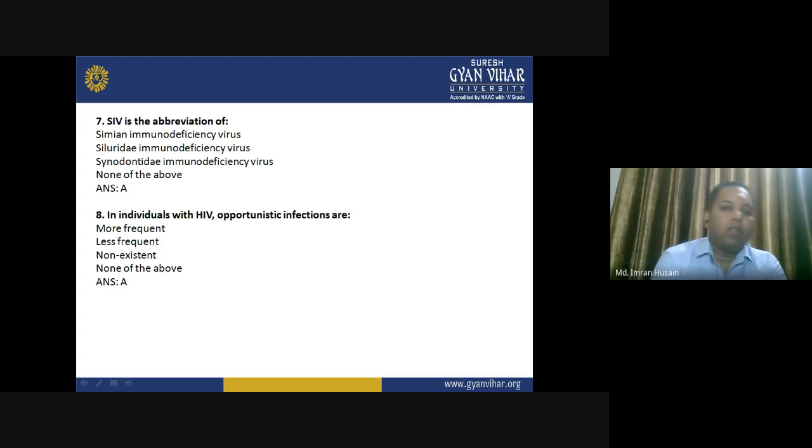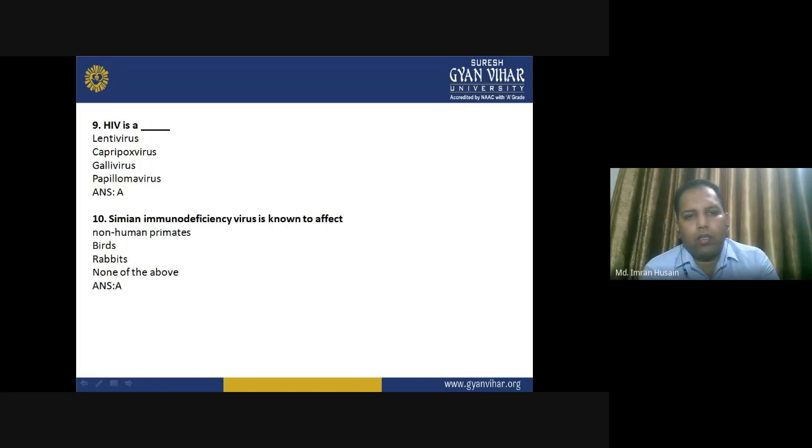SIV is the abbreviation of Simian immunodeficiency virus. In individuals with HIV, opportunistic infections are more frequent because the HIV virus weakens the immune system to a very low phase where the body is not at all able to defend itself against very common and very acute infections. HIV is a lentivirus. Simian immunodeficiency virus is known to affect non-human primates. That is A.